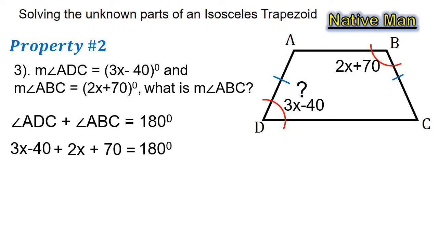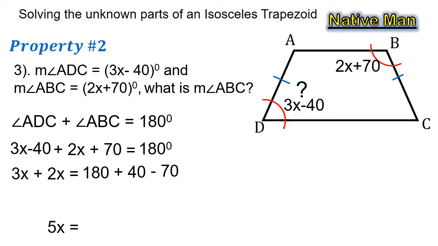Ano po? So, pagsamahin po natin yung 3x plus 2x, magiging 3x plus 2x sa left side. Then, sa right side, lipat po natin yung minus 40 at yung plus 70. So, 180. So, yun pong minus 40, sa kabila magiging plus 40 at yung plus 70, pag nilipat mo minus 70. Ano po?